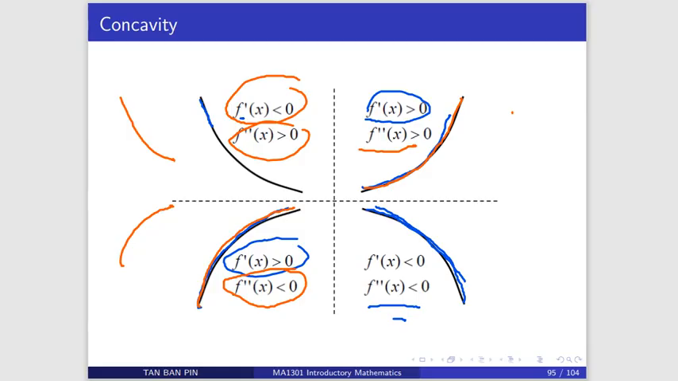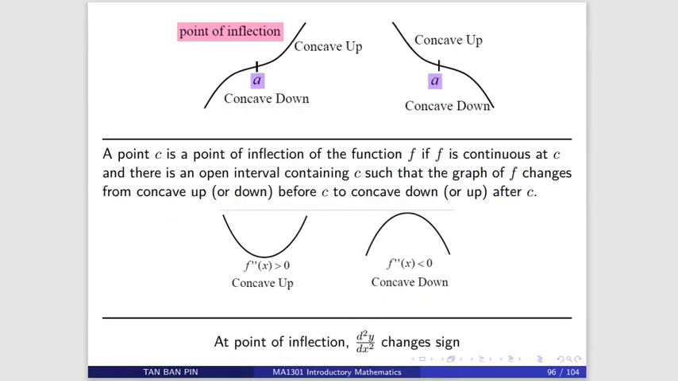So that means if you need to sketch a graph of a function f x, you just need to find f prime x and f double prime x. Then you test out the sign of f prime x and f double prime x. Then you will know which case to draw. So I can call this case 1, case 2, case 3, or case 4. It will be one of the four cases here. Next we'll be looking at what we call points of inflection.